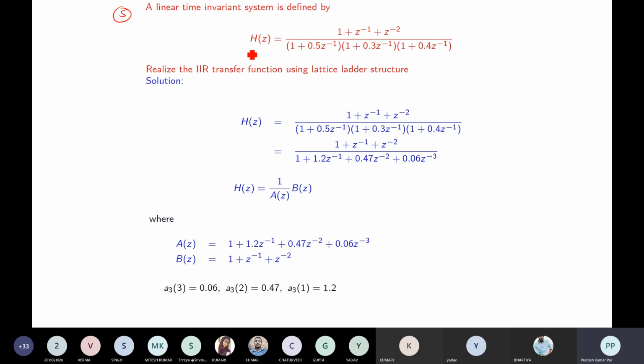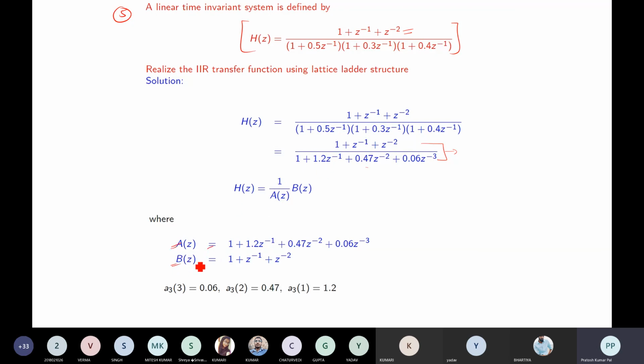If this is the given question, here the numerator is given in terms of z to the power, direct z to the power, but in the denominator z to the power 1 is there, that is having a multiplication, so 3 different multiplications are there. So to find out A of z, we need to multiply the 3 terms given in the denominator. After multiplying, it will be the same that we have already done in the previous classes, previous questions. The similar concept will be there.